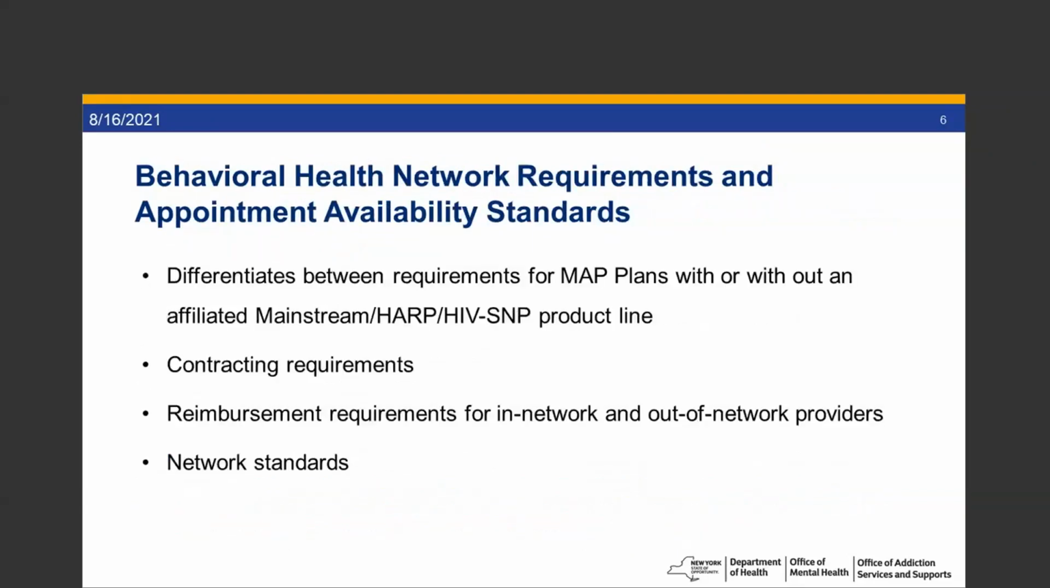In the network section, we differentiate our requirements for MAP plans that do or do not have an affiliated mainstream or HARP product line. Then we have our contracting requirements, reimbursement requirements for in-network and out-of-network providers, and the network standards. Depending on whether you have a large MAP or a small MAP, or an affiliated mainstream HARP product line, the requirements will differ slightly. So we encourage you to review that section and let us know if you have any questions. Next slide.